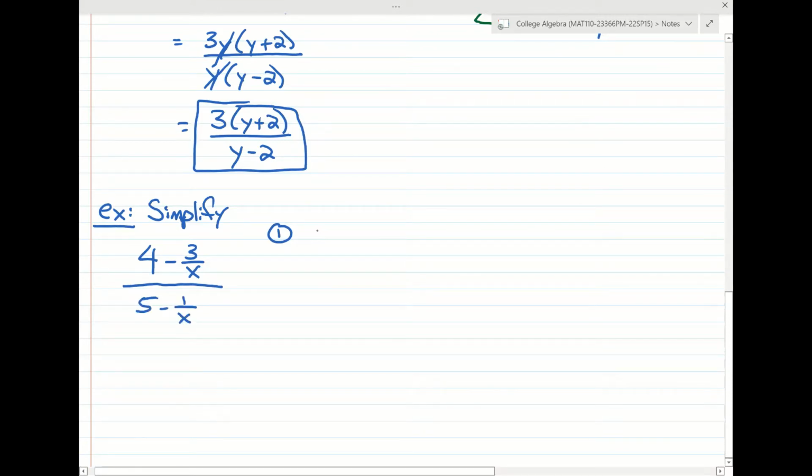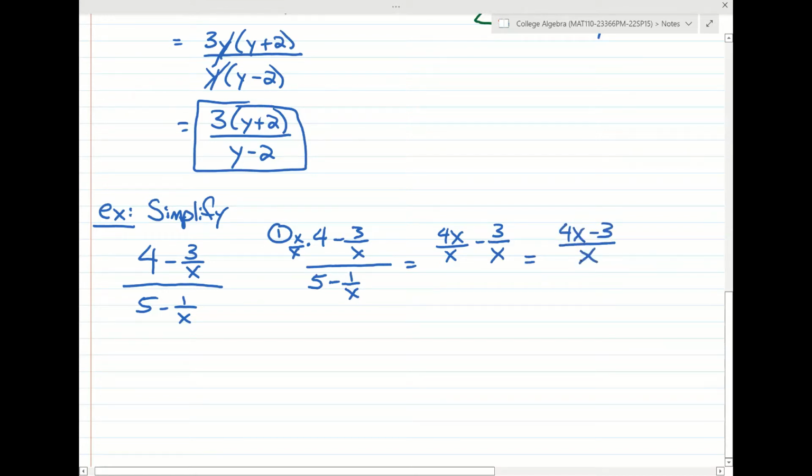What I'm going to do is multiply the 4 by x over x. And what that does is give me 4x over x minus 3 over x, which is just one fraction, 4x minus 3 all over x. The whole idea is you want to get the top to be just one fraction and the bottom to be just one fraction.